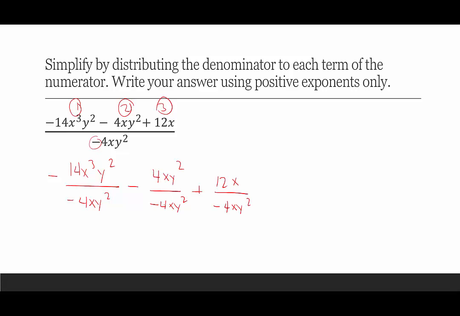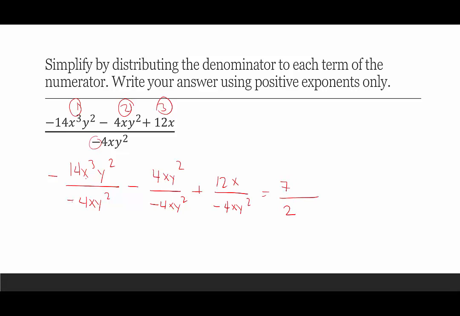Okay, we're going to simplify each one separately now. In the first term, negative divided by negative will be positive, and 14 over 4, well, we can't divide 14 evenly into 4, but they are both divisible by 2, so that would give us 7 over 2.